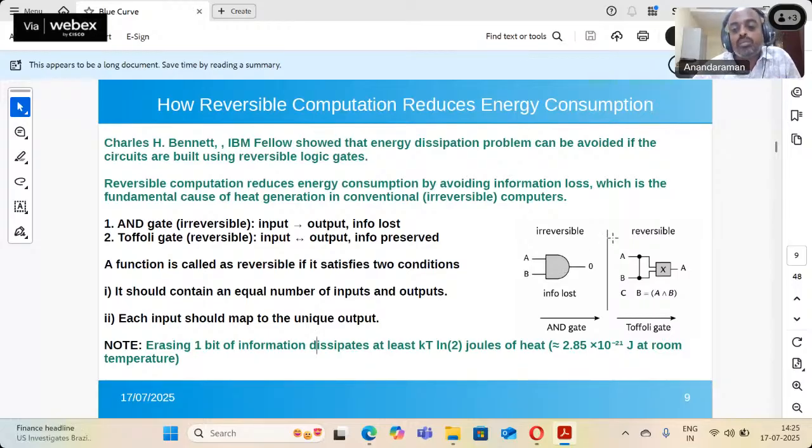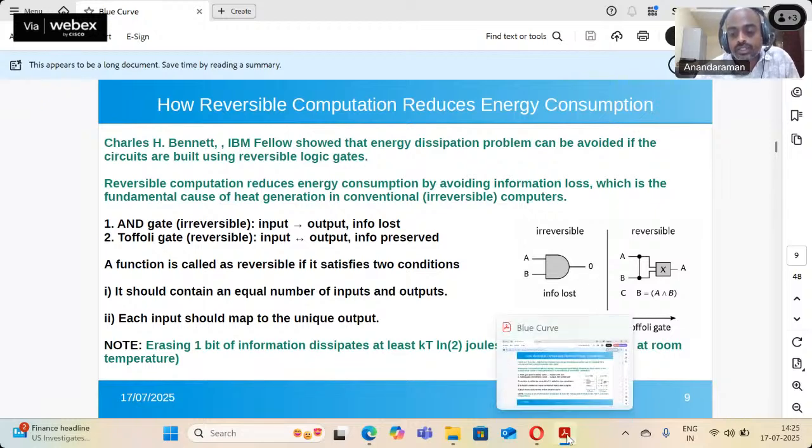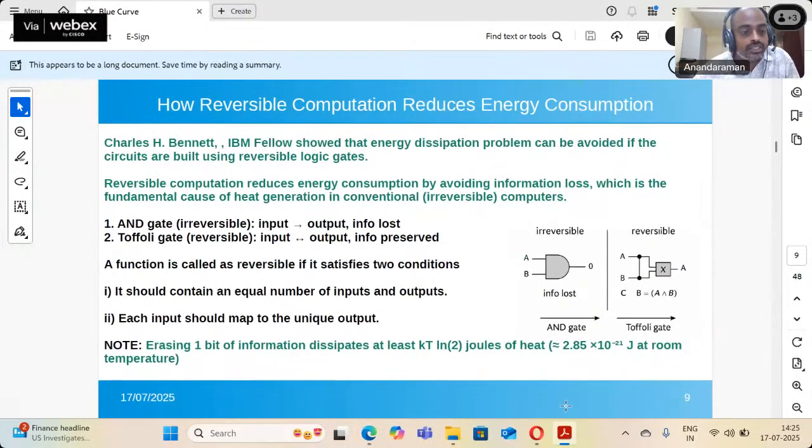So if the number of inputs and number of outputs is not one-to-one mapped, then definitely you are going to lose the information. Then obviously that energy loss will be there. But in reversible logic, the number of inputs and number of outputs will be the same. That we will see. We will explain everything in the next slides, including the Fredkin gate and others.